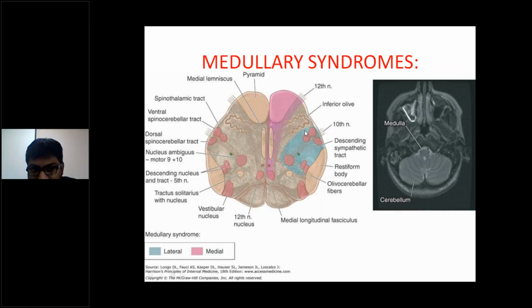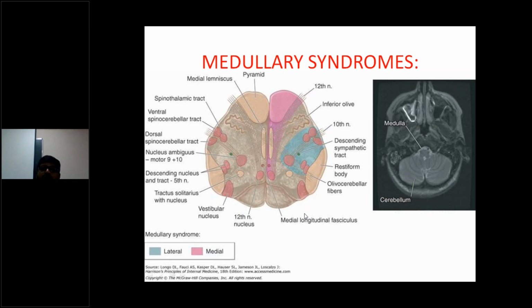This is spinocerebellar tract. This is ventral. This is dorsal. Spinocerebellar tract. This is 5th cranial nerve nucleus, spinal tract. Okay. This is the transverse section. This is the spinal tract of 5th cranial nerve. This is 10th. This is nucleus ambiguus.